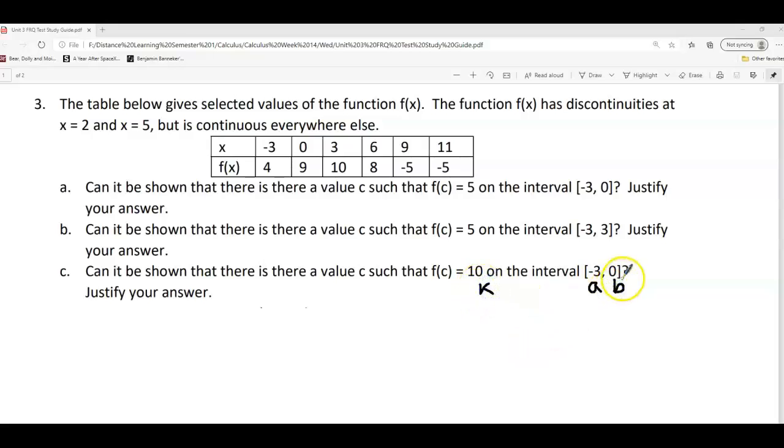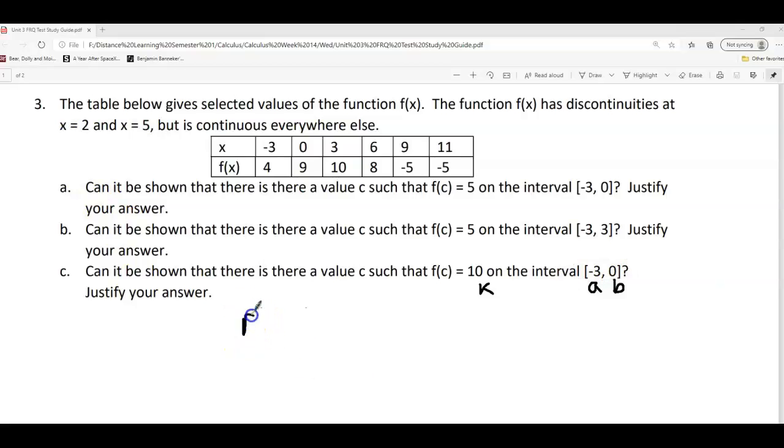Is it continuous on the interval? I'm not going to be showing my work so much here on the side. I'm just going to go through the steps. So step 1, identify the A, B, and K. Step 2, is it continuous on this interval? Well, we answered that earlier. Yes, it is. The discontinuities are not on that interval, so we're good. So it's continuous, so that's not a problem.